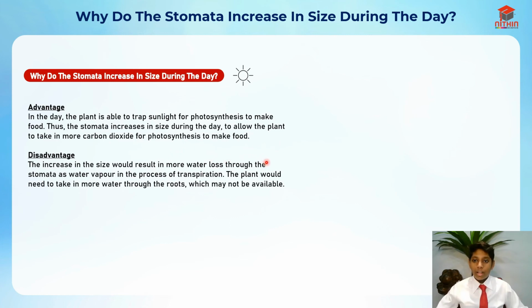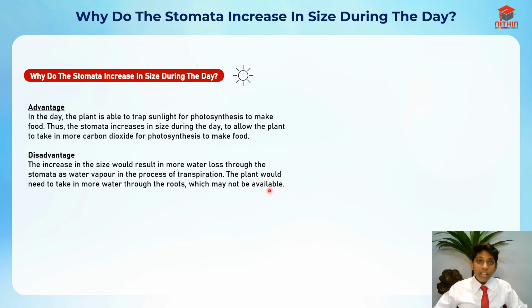And what is the disadvantage of increasing in size? So the disadvantage is basically the increase in size would result in more water loss through the stomata as water vapor in the process of transpiration. The plant would need to take in more water through the roots, which may not be available. Okay, so when the size of the stomata increases, it actually loses more water vapor. Okay, so in the process of transpiration basically.